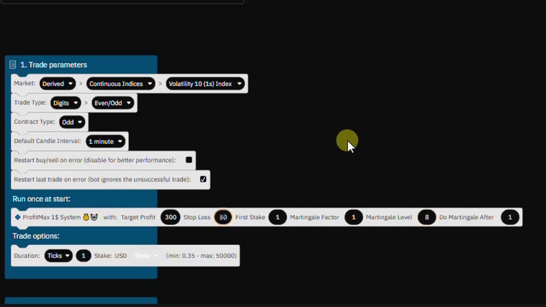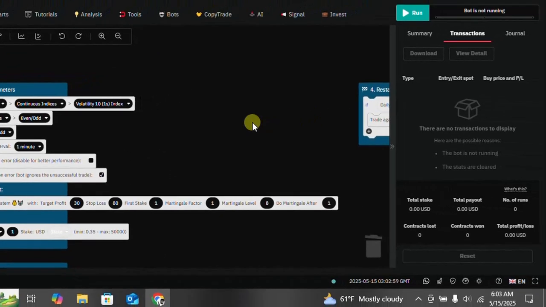$50, or just to make it much more realistic, let's say $30 per session. Okay, and then the stop loss, we have 120, keep it at $80, and then target profit $30. Then, without any analysis, you simply run this bot like that.